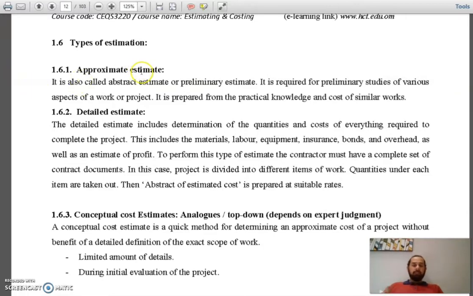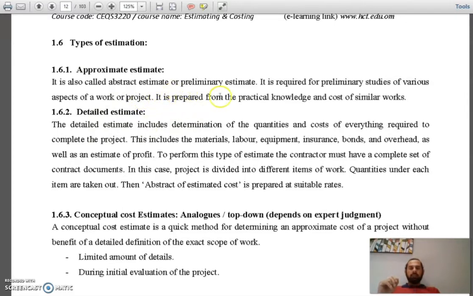The approximate estimate: you may remember we said that it is used when we don't have that many details and the specifications are not that clear. It's also called the abstract estimate or preliminary estimate. It is required for the preliminary studies of various aspects of the project, as I said before, for example the feasibility study. Preliminary studies means, for example, the feasibility study, Dirasat al-Jadwa.